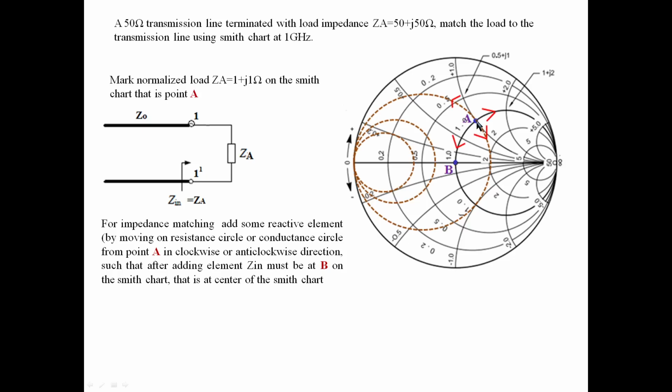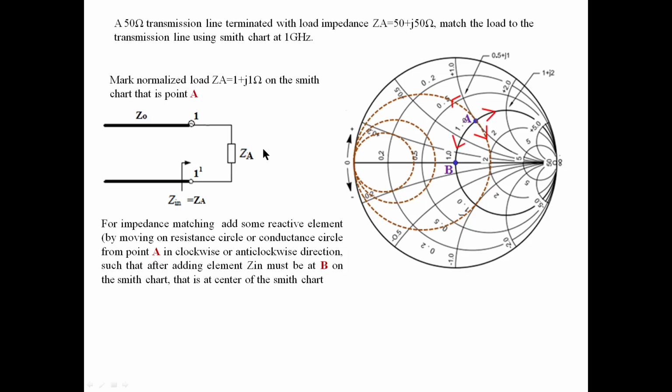So I started from here and moved on the resistance circle. You should stand here and see in which direction I have to move. Should I move like this or this way or this way? You should see in which direction I will reach this point. If I stand here and see, the only option is this. I should move on the resistance circle in the anti-clockwise direction. I reach this point B. That's all. This adds some element.